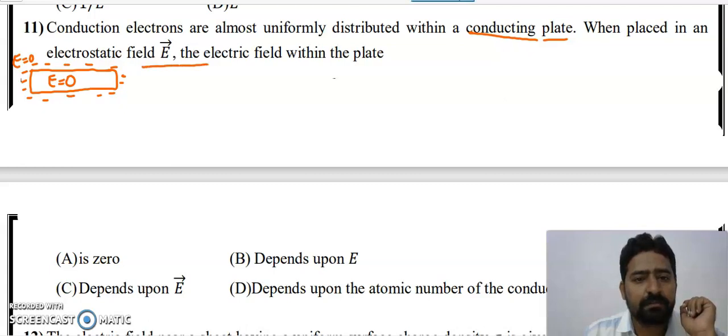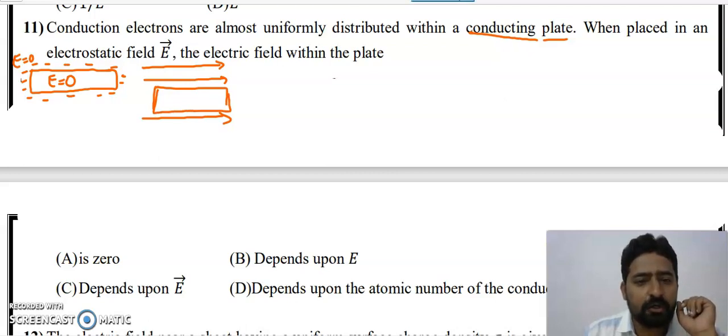So when this plate is placed in a uniform electric field, the charges are accumulated. The electric field starts from positive charge and terminates on negative charge. The electrons are accumulated on this side of the plate, and the positive charges are accumulated on the other side, because unlike charges attract.